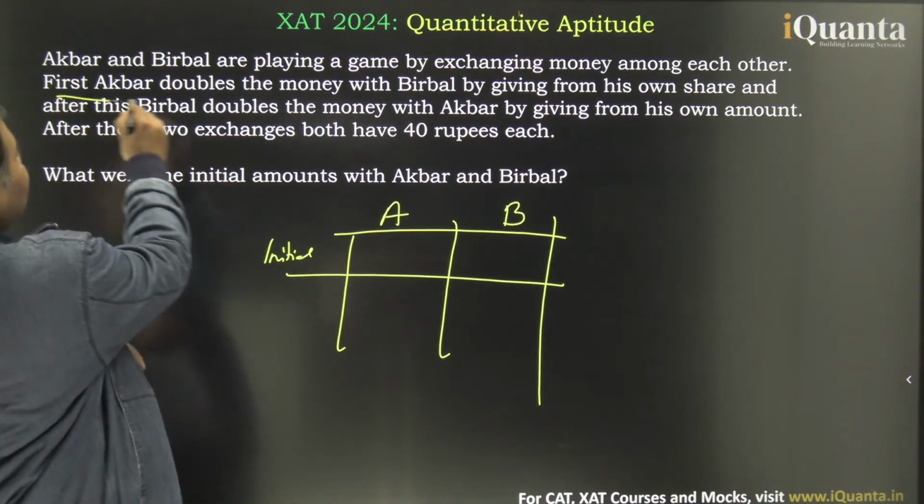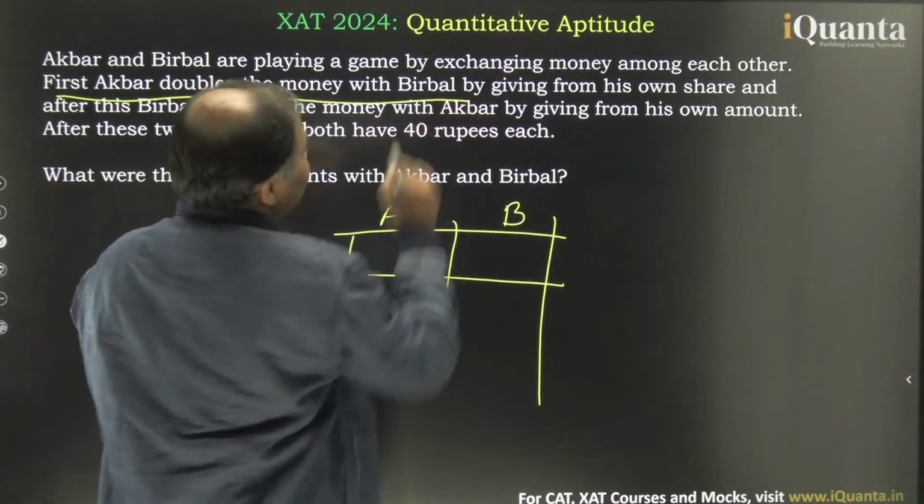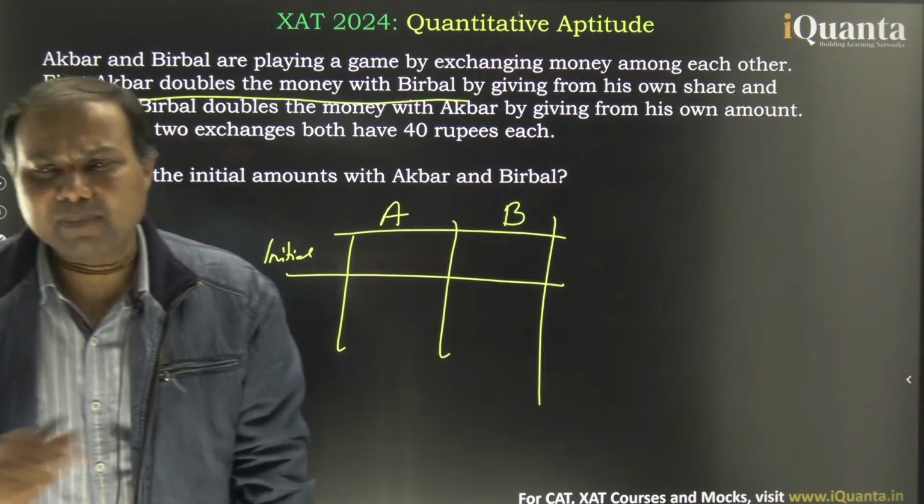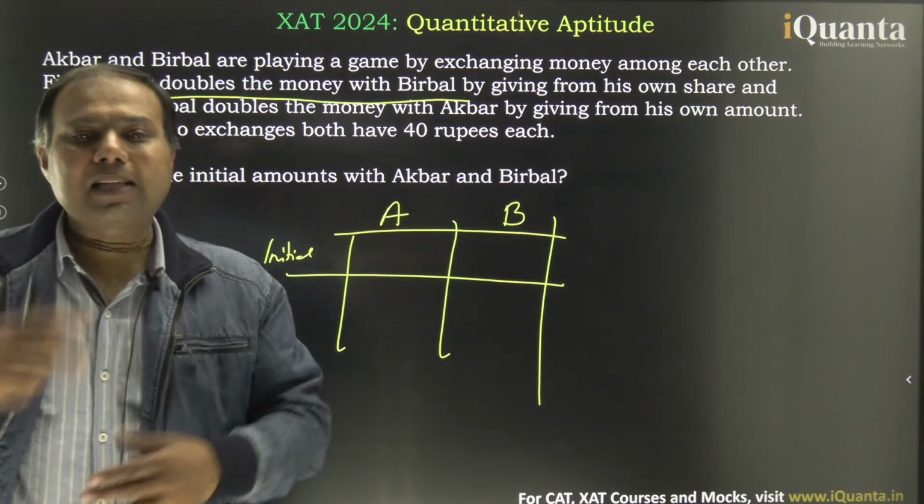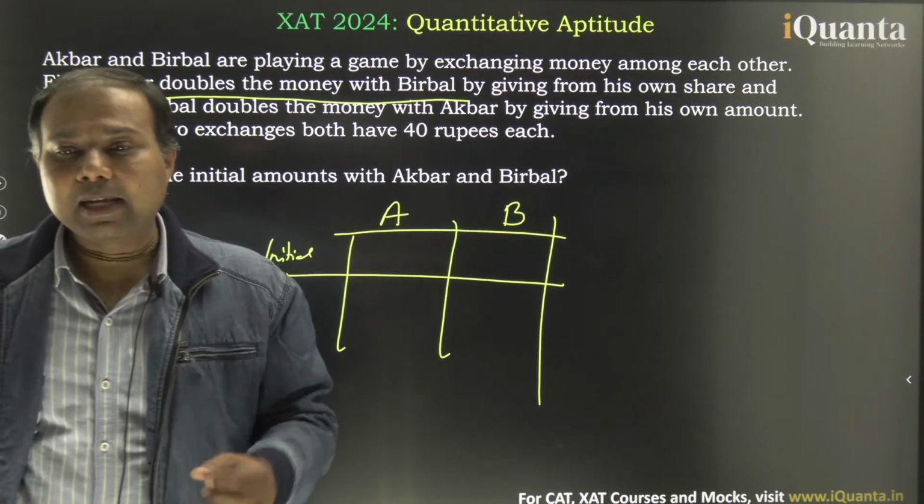First Akbar doubles the money with Birbal. So whatever amount Birbal has, Akbar is doubling the amount with Birbal, and how is he doubling?